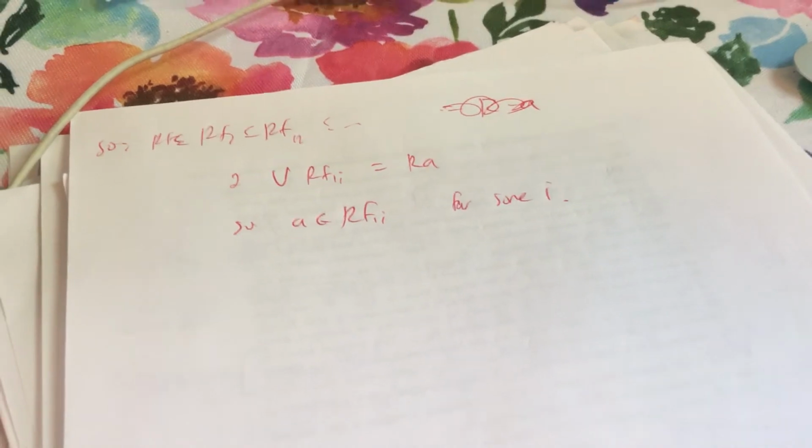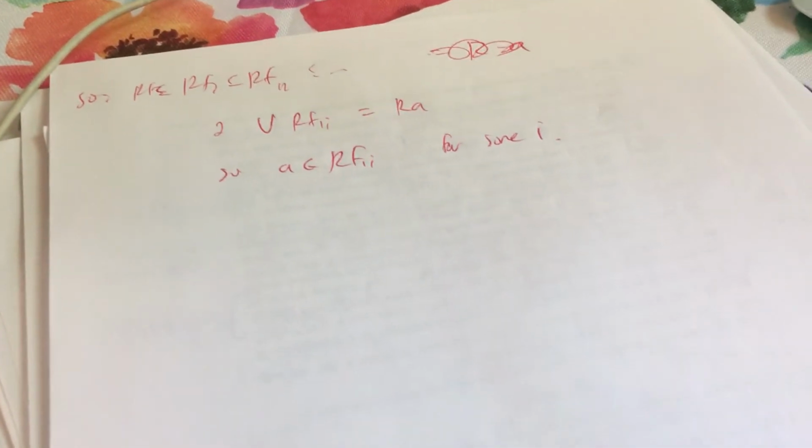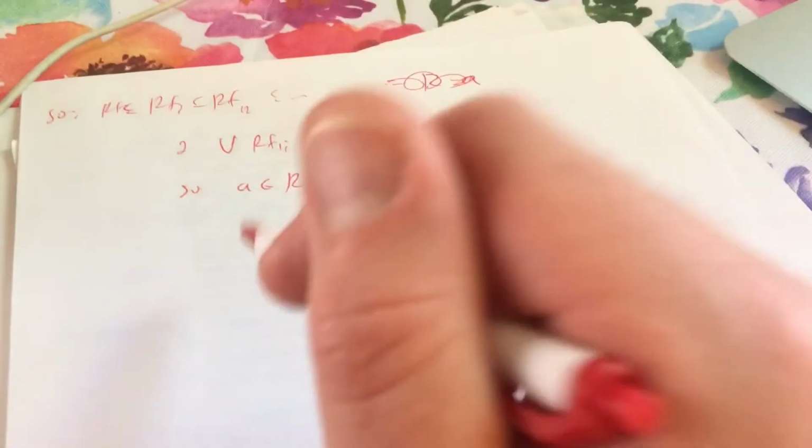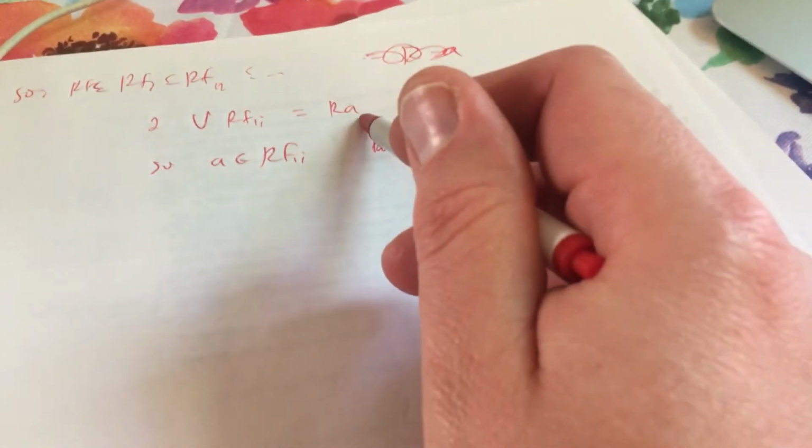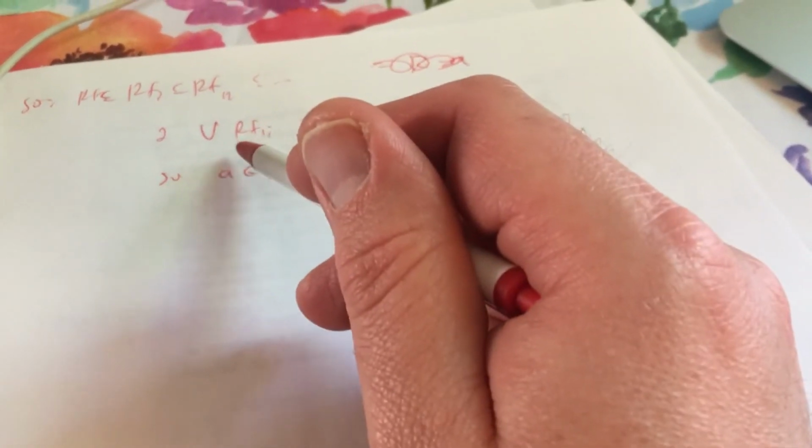It should be 1, 1, 1, 1, 1, 1, 1 I, but I'm just indexing them by I now. So I really should have probably just called it RFI, but okay. I hope the meaning is clear. So A is in RFI because A is an element in this ideal, and this ideal is a union of these things. So A is in one of these elements.